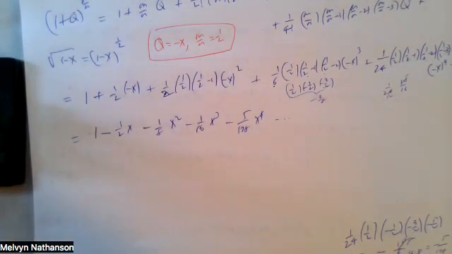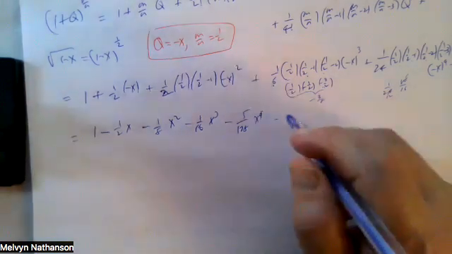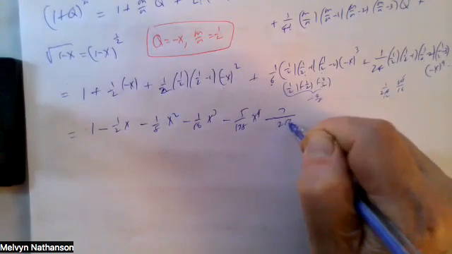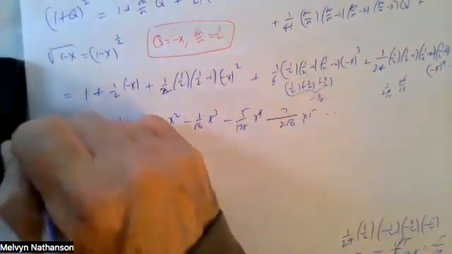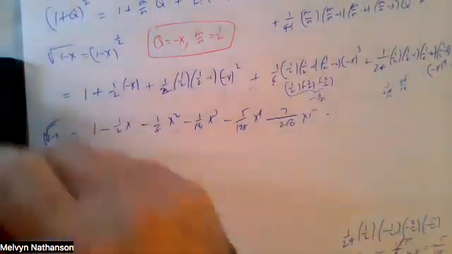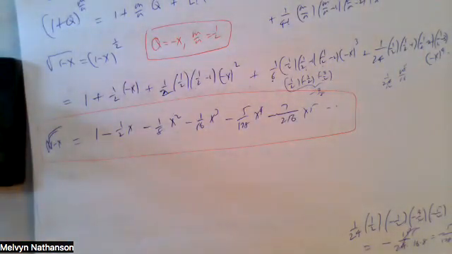Right? So that is, in fact, the book actually calculates one more term. The next term is -7 over 256, x to the 5th, and so forth. So this is Newton's binomial expansion for the square root of 1 minus x.